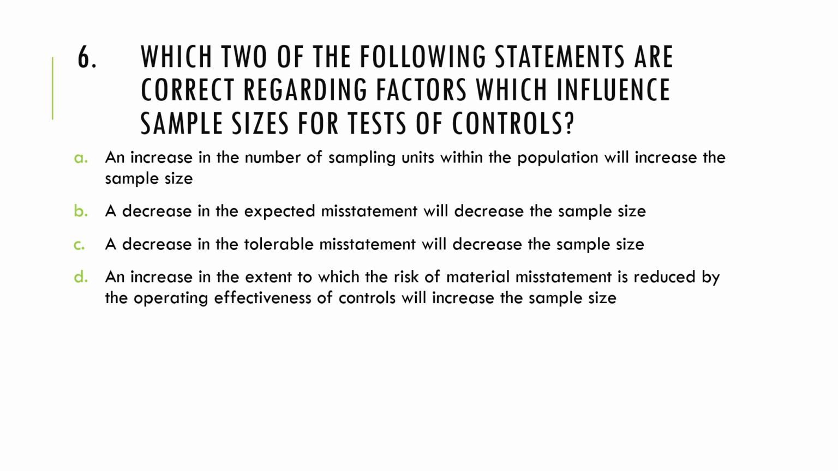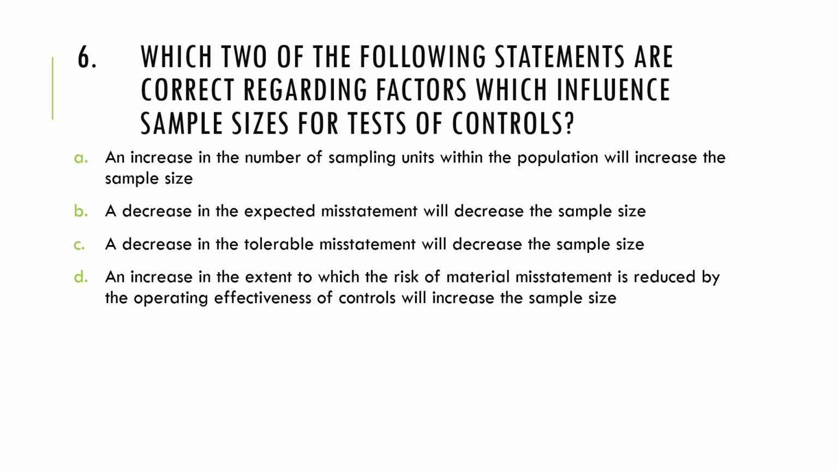Letter C, a decrease in tolerable misstatement will decrease the sample size. Or letter D, an increase in the extent to which the risk of material misstatement is reduced by the operating effectiveness of controls will increase the sample size. So let's evaluate all of our choices.